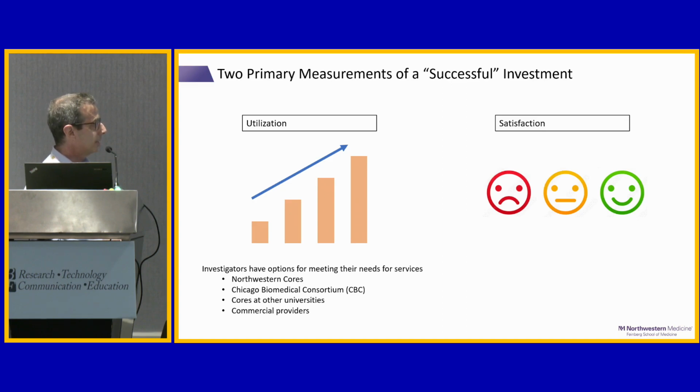One is utilization, and it's not just the raw utilization. We know that they use the cores, but we want to know that the investigators are using the cores because they want to and because it meets their needs. They do have choices. In addition to our own cores, we're part of a consortium, which means that they can go to universities in Chicago and get internal rates. And so if the sequencing core at the University of Chicago is better than ours, they can go there and get their samples done instead of sticking with our core, and it's just as easy to mail your sample across town. There's obviously cores at other universities and commercial providers. And then a little bit later, I'll talk about whether people are actually happy with the services that they're getting.